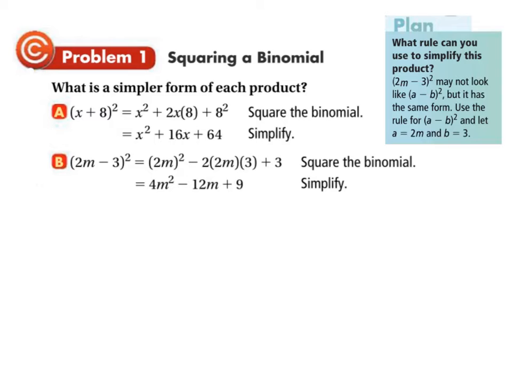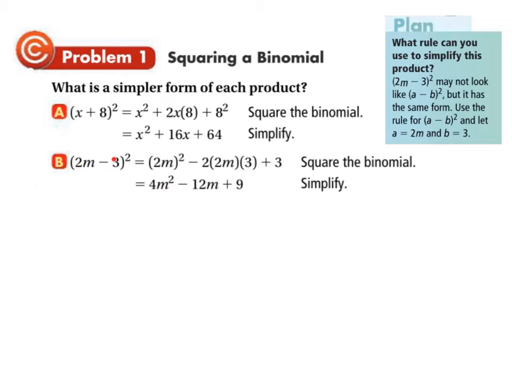What rule can you use to simplify this product? Well, it sometimes looks a little bit funny because it's not described in terms of a and b, but 2m minus 3 is just a is 2m and b is 3, and you're doing a minus b squared. So you still do the same rules, which is you square this, 2m times 2m, 4m squared.